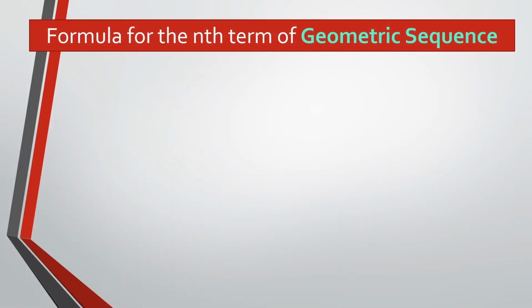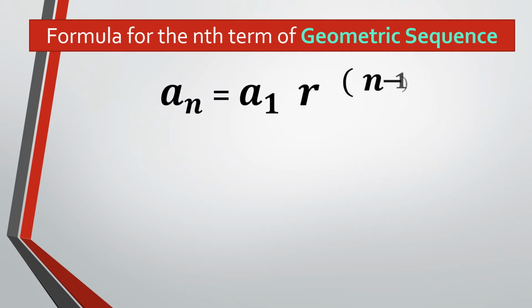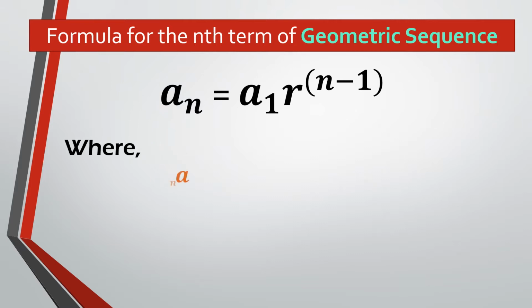The formula for the nth term of a geometric sequence is very simple. A sub n equals a sub 1 times r raised to n minus 1, where a sub n is the unknown term, yung hinahanap natin in the problem. For an example, the question is find the eighth term. So we are going to find the a sub 8.